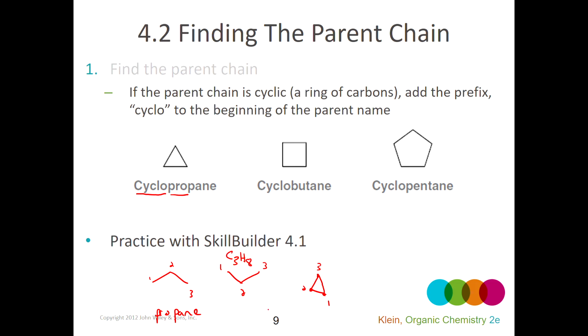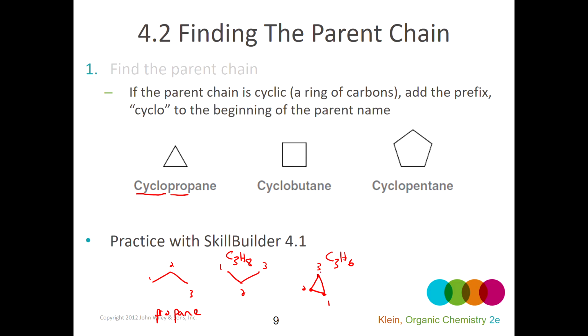C3H8. Here, since I connected 1 and 3, there's only space for 2 hydrogens on each carbon. So it's still saturated with hydrogens, because the way the carbons are connected, I can only put 2 on each. I can't put any more than that, and there are 2 on each already, so it's fully saturated. But it has a different formula from the other structure. So propane and cyclopropane are not isomers. They're just totally different because they have totally different formulas altogether.